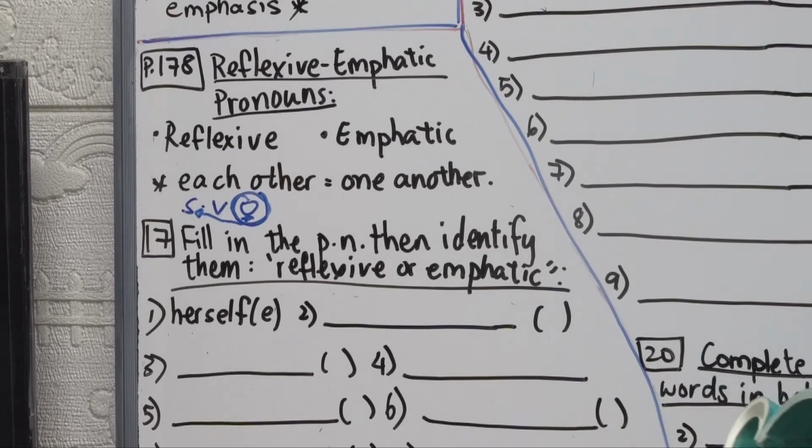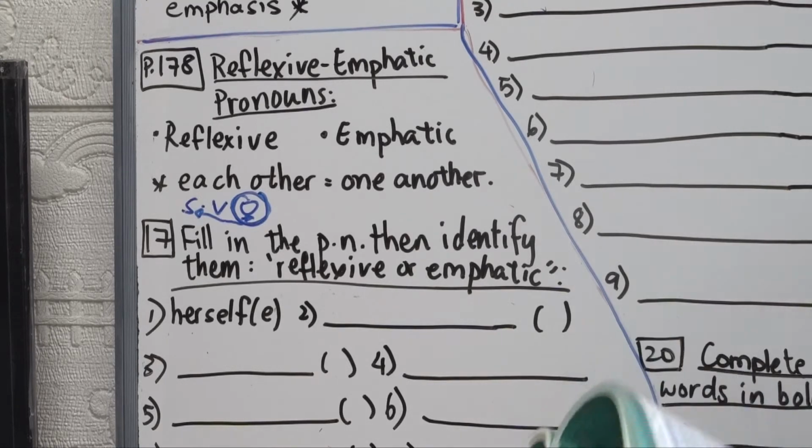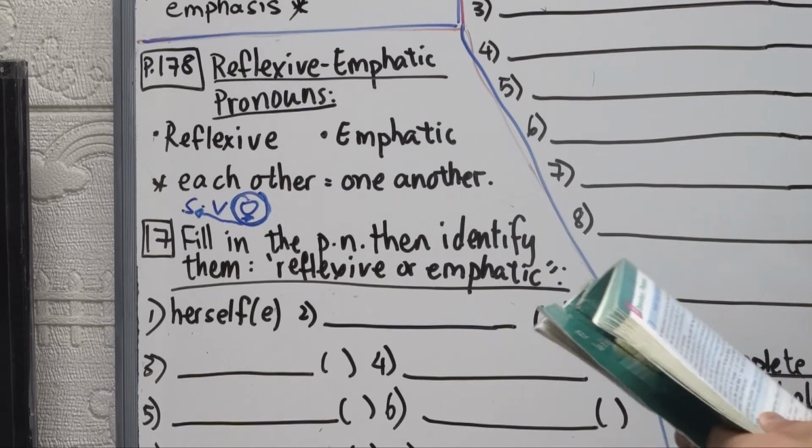So the example is, she hasn't been herself recently, right? So she hasn't been herself. That means she is acting very weird. So she hasn't been herself. Herself reflects to her own personality, right?